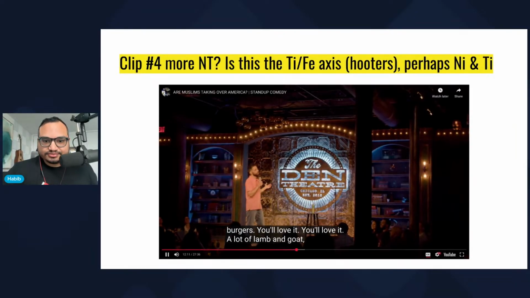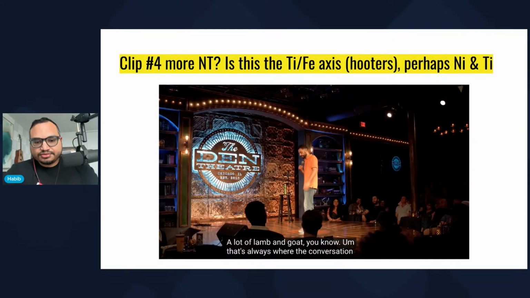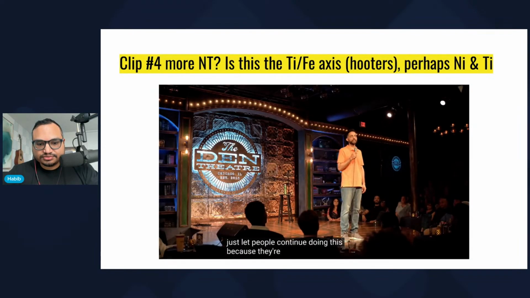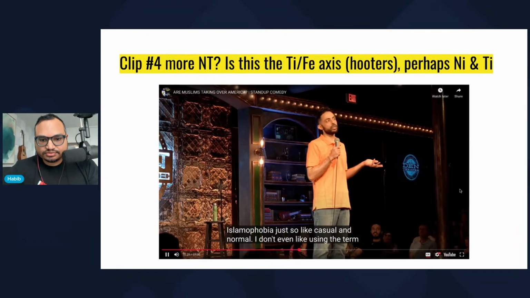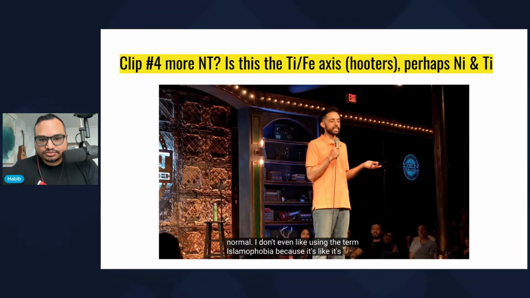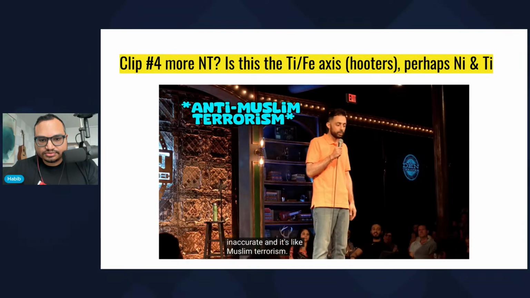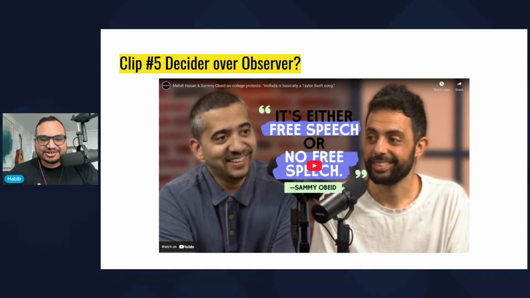A lot of lamb and goat, that's always where the conversation goes. And it's ridiculous. You can't just let people continue doing this because they're making Islamophobia just so casual and normal. And I don't even like using the term Islamophobia because it's inaccurate, and it's like anti-Muslim terrorism. Ooh, I like that. Yeah, so anyway, moving on.